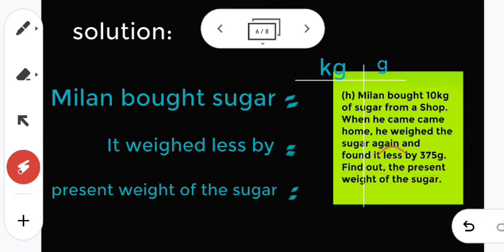So here the keyword is less. Less means you have to minus this much. If it is given more, then you will plus. Since less is given, you have to minus. So this is the weight of the sugar from the shop, and this is the weight after coming home. It looks less, so from the total weight you will minus the less quantity, then you will get the present weight.